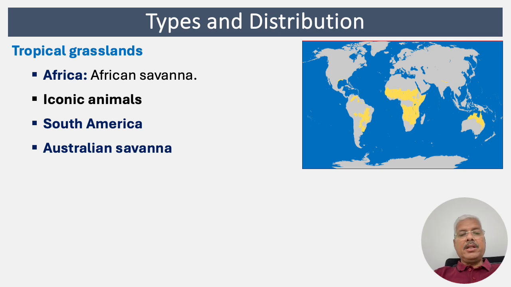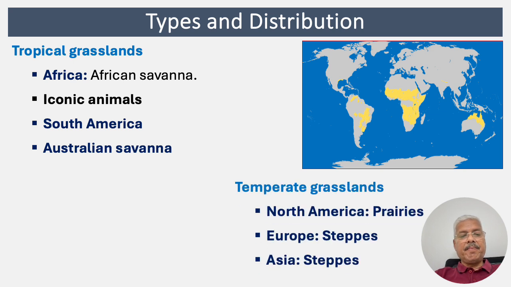In South America, the Cerrado is the second largest savanna biome in the world. It is located in central Brazil as well as parts of Bolivia and Paraguay. In Australia, the savanna is found in the northern and central parts of the continent. It is characterized by tall, drought-resistant grasses. The temperate grasslands are found in North America, Europe, and Asia.